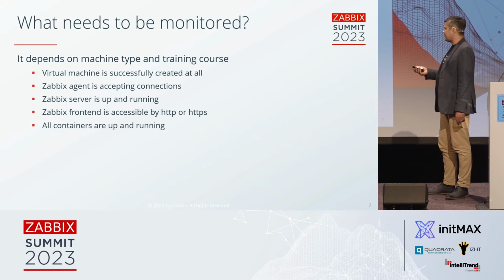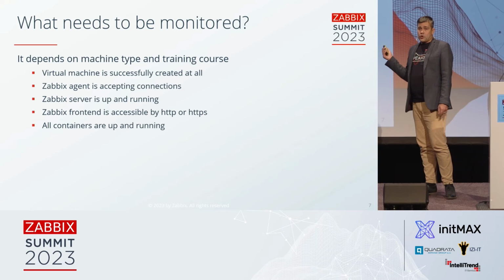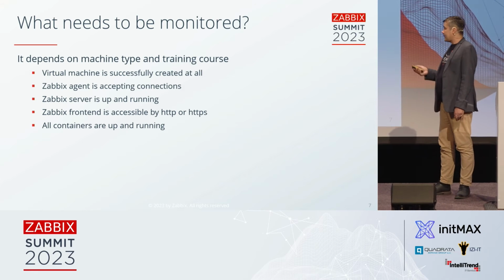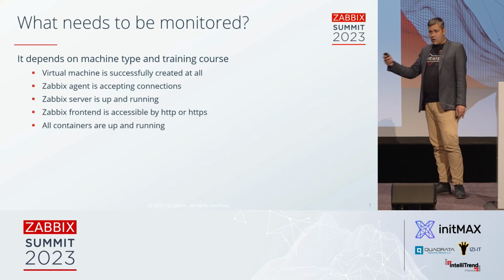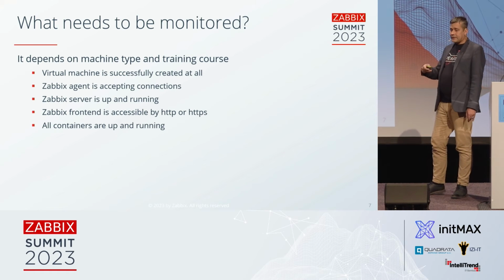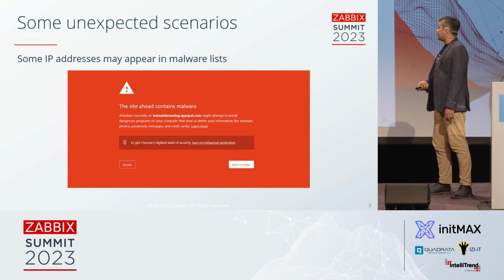And here is a list of what needs to be monitored. Basically, we need to be sure that every resource required for the training is up and running. And if something goes wrong, we are informed when we create the machines, so we can act proactively and fix the problems before they affect anyone.